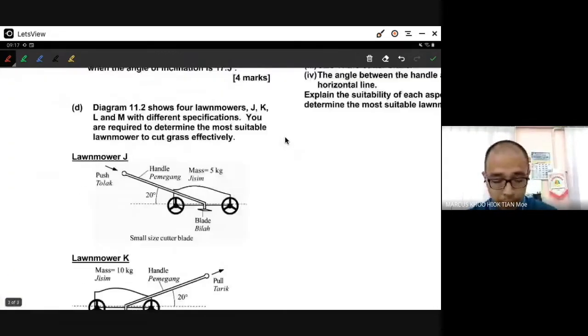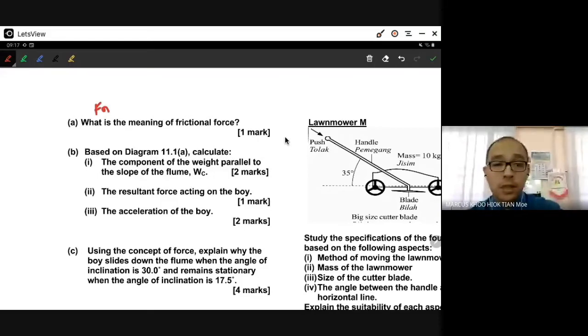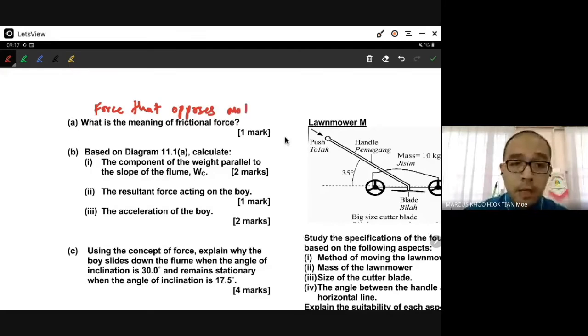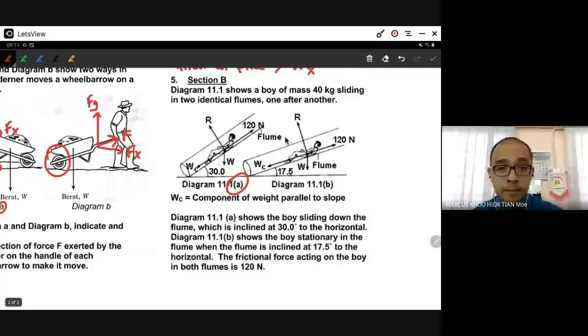Okay, so the first question is, what is the meaning of frictional force? Frictional force is the force that opposes motion. Okay, any force that is opposing a motion is called a frictional force. Okay, based on diagram 11.1a, calculate the component of the weight parallel to the slope of the flume. We're only considering the A diagram, which is this. Okay, because I'm running out of time, I'm just going to ask for the answers.